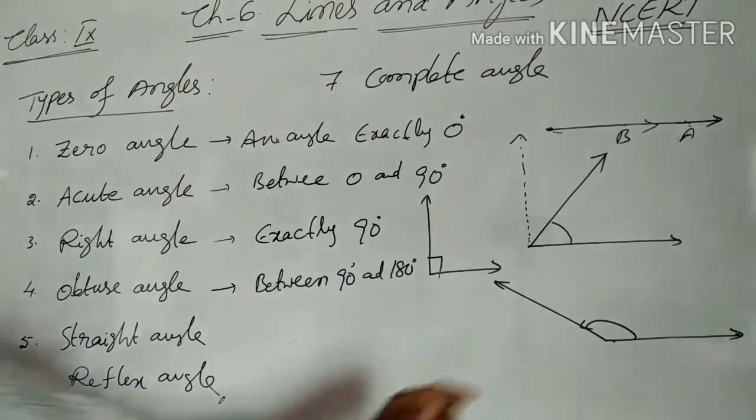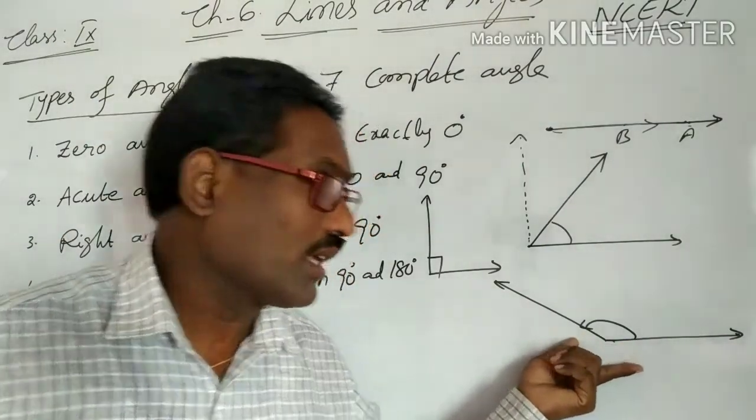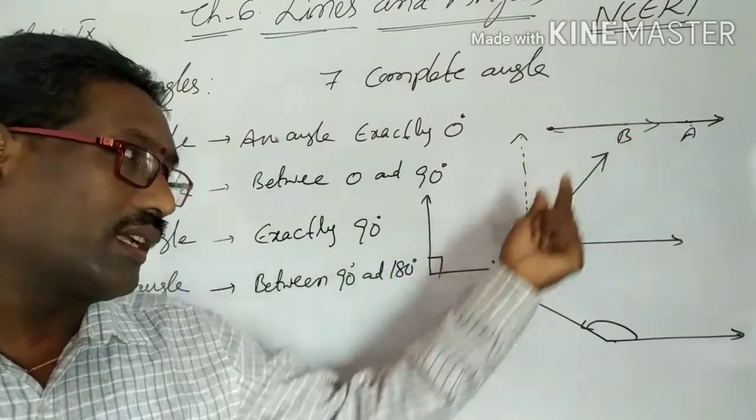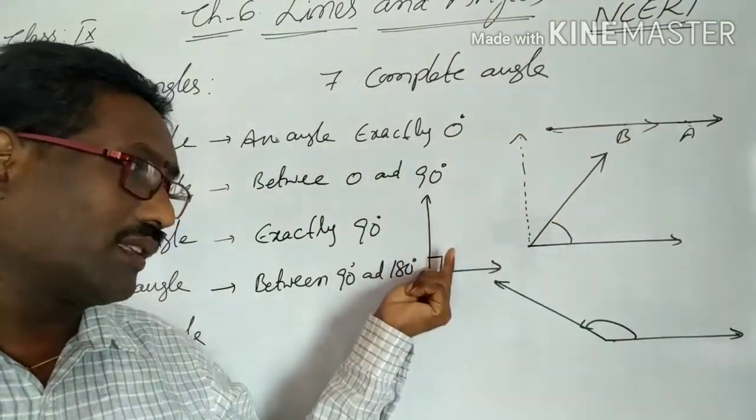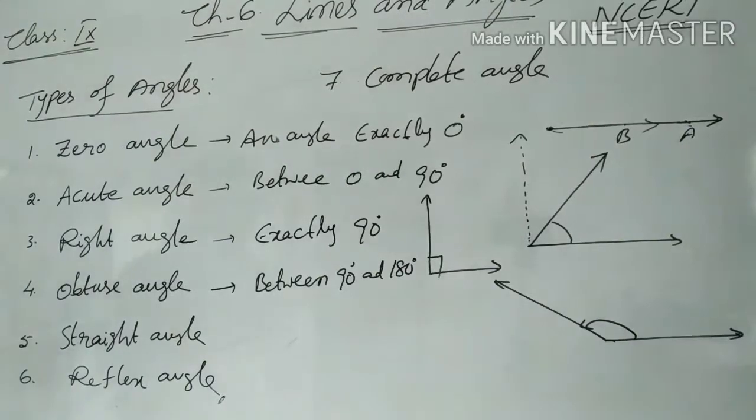Don't confuse. If the picture is like this, that is called an obtuse angle. This is the zero angle. This is the acute angle. This is the right angle. This is the obtuse angle.